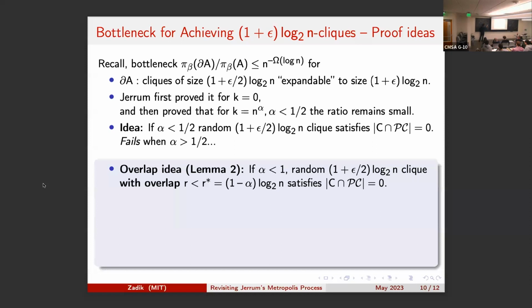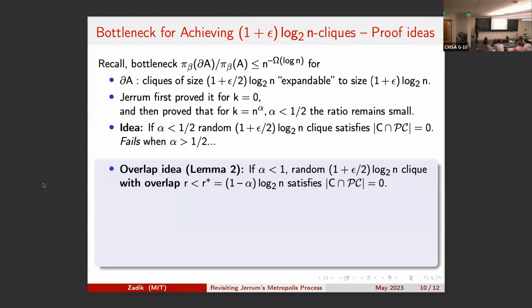Sorry, maybe it's not epsilon here. It's 1 minus alpha. Let me explain again what's happening. Conditional on having low overlap, you are outside of the planned clique. And outside of the planned clique, Jerrum's estimate says you're not expandable. So all in all, on the space where you don't touch a lot of the planned clique, there is a bottleneck to reach 1 plus epsilon log n size.